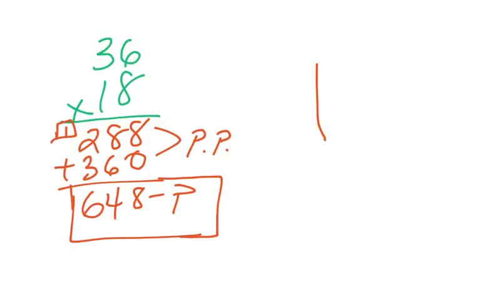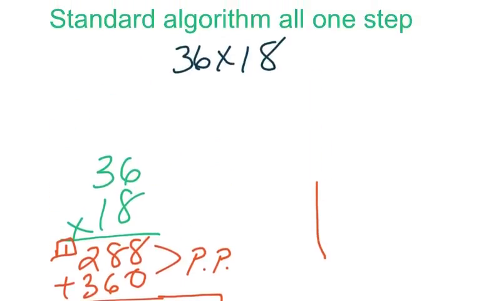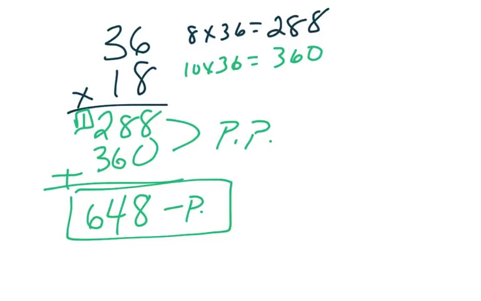And so now, that's it. That's the end of our lesson. And like I said, if you have trouble, you can always write them out to the side and then bring your partial products down.